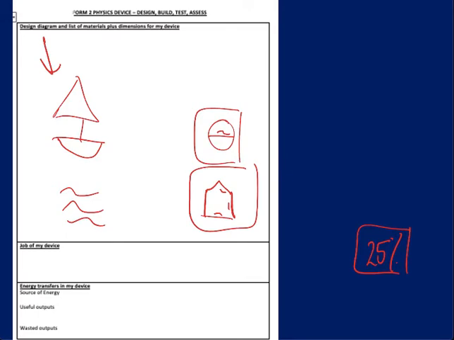The job of your device, so for building a mobile device to travel 2 meters, well then that's going to be your job. The energy transfers you're going to have to figure out yourself. So what's going to be the source of energy, what are the useful outputs, and what might be the wasted outputs that might be in there. So you need to have a think about those.